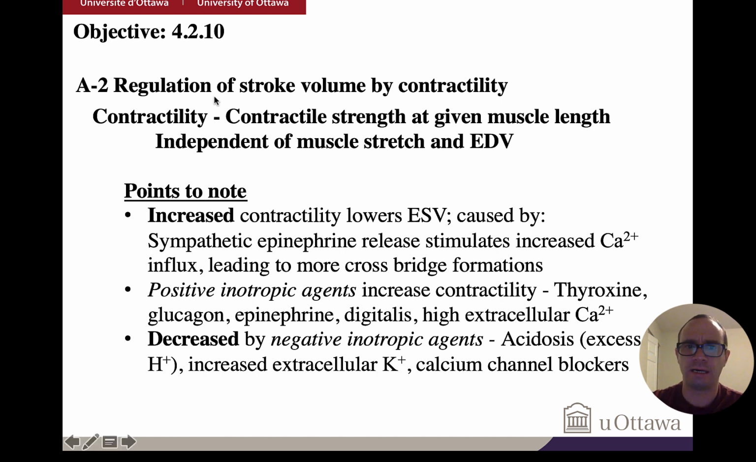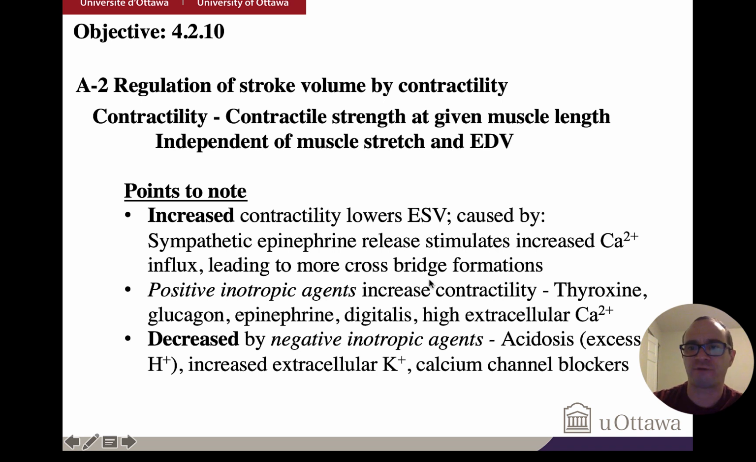Okay. The second thing that regulates stroke volume is contractility. And so this is basically any other regulation of the ability to undergo a contraction that's independent of muscle stretch. Okay, so any increase or decrease of force that's independent of that Frank-Starling law of the heart is referred to as contractility. And this can be regulated by a number of different factors.